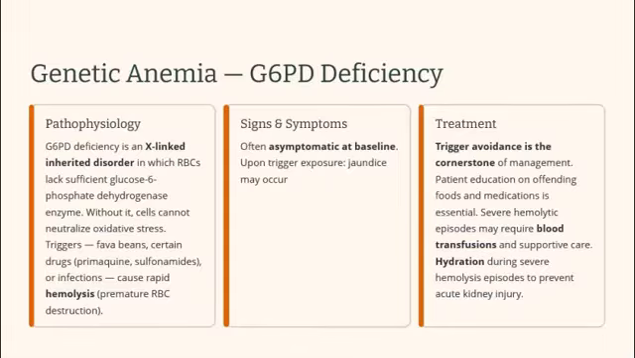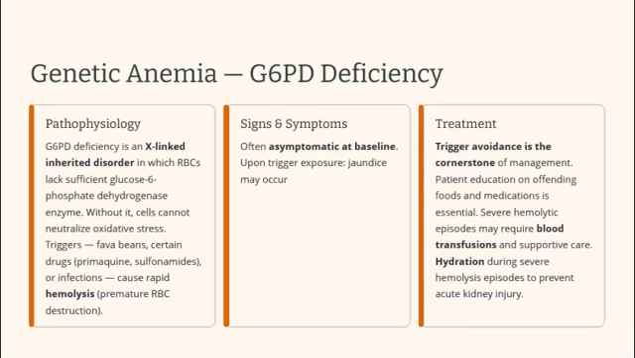Next, we have genetic anemia, a G6PD deficiency anemia. And the problem with this genetic disorder is that the red blood cells actually break under stress. So it's an inherited disorder. The red blood cells lack a certain enzyme, and without it, cells can't function normally. Triggers such as fava beans, certain medications, or infections cause rapid hemolysis of the red blood cells. And hemolysis, remember, lysis is breakdown, so breaking down or red blood cell destruction.